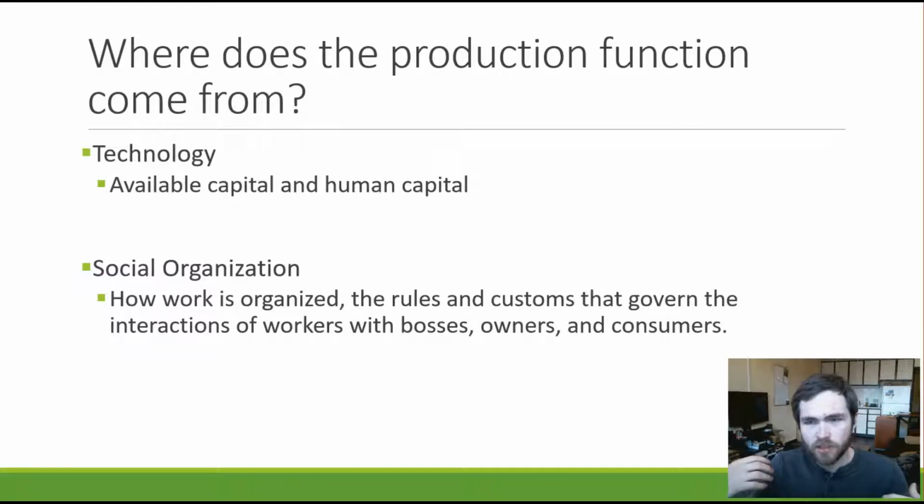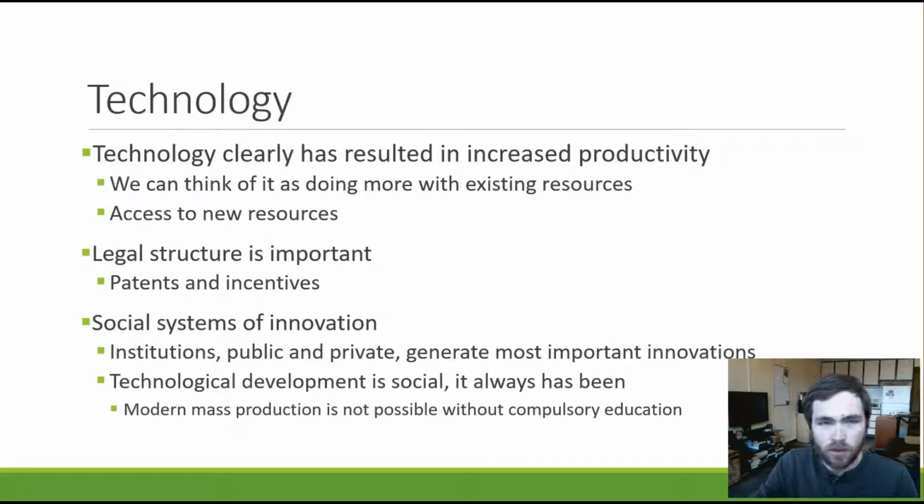So first, let's think about technology itself. Technology is what defines the production function, and social organization is another dimension of how work is organized and that might have an effect on what the production function is. So starting with technology. Technology has clearly advanced and clearly resulted in immensely increased productivity and living standards.